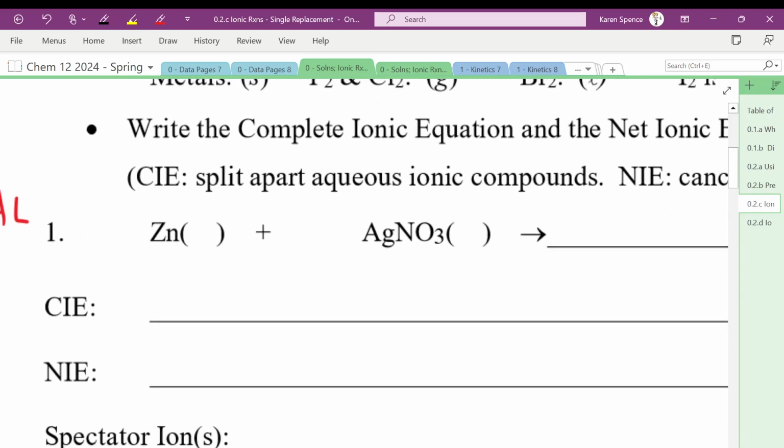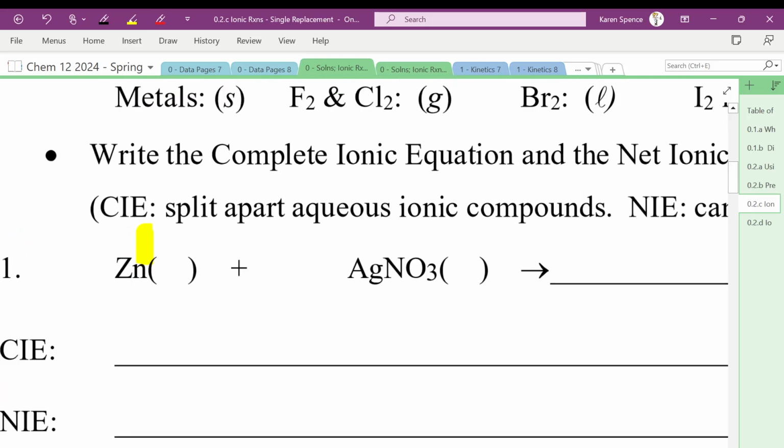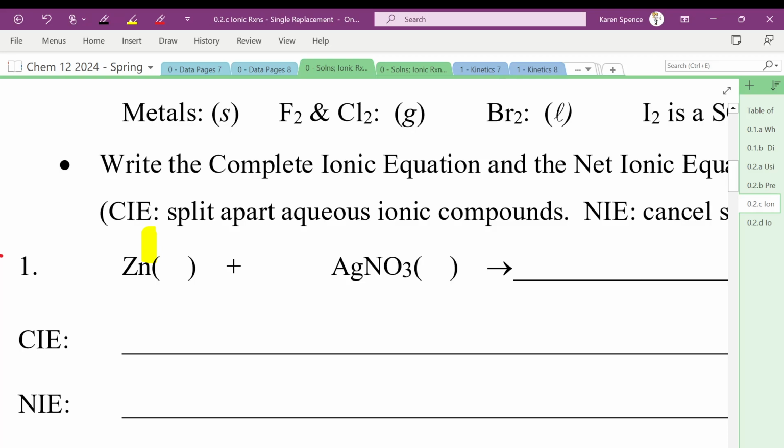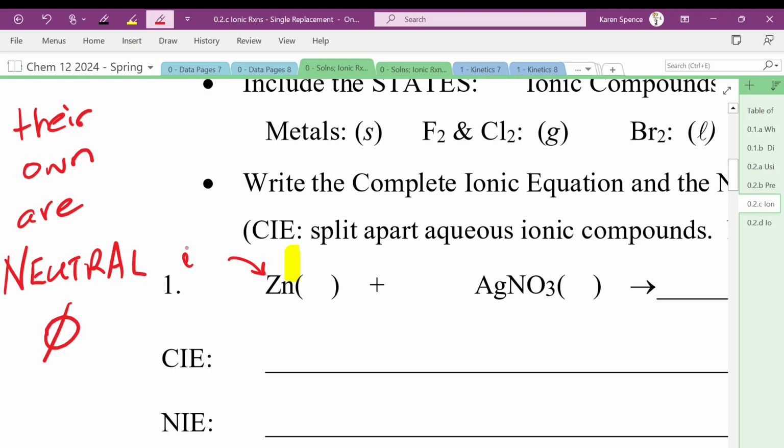So let's take a look at our first one. Here is zinc. I want you to look up at the top right-hand corner of zinc. What is there? What is in the yellow? Nothing. Why is there nothing there? Because it is in its elemental state. It is by itself. It is neutral. So this is elemental zinc, and therefore it has a 0 charge.